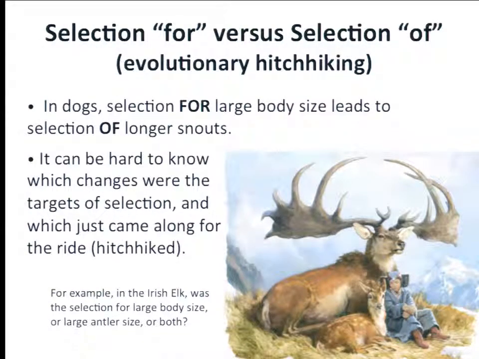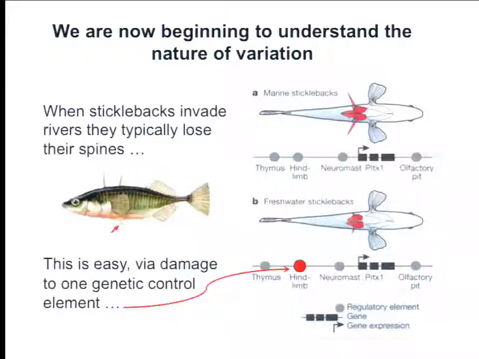So finally, I just want to show one slide. We're now beginning to understand the nature of variation. So this is a stickleback. Sticklebacks have spines on them, or stickles. It turns out in the ocean, sticklebacks use those spines to stop other fish eating them. Sticklebacks often invade fresh water, rivers and streams and lakes. The spines are a liability. Insect larvae can grab hold of them and eat them. So there's a strong selective pressure to get rid of the spines when they move from the ocean into the fresh water.